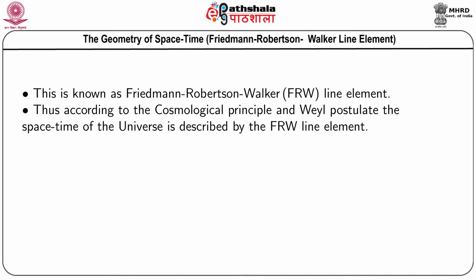And according to the cosmological principle and Weyl postulate, what we have learned in our previous module, the space time of the universe is described by the Friedmann-Robertson-Walker line element, because from the cosmological principle we have seen that the space is homogeneous, and so from the cosmological principle and Weyl postulate we have that the space time of the universe is described by the FRW line element.